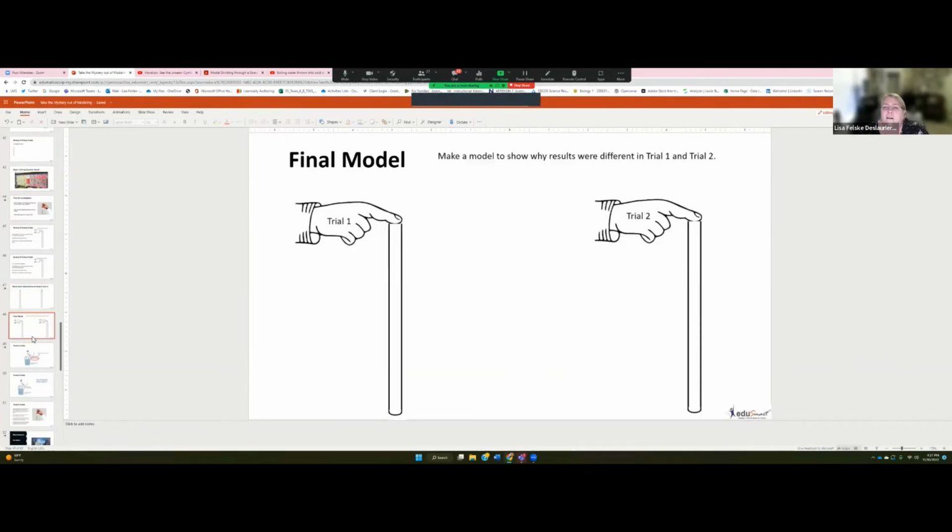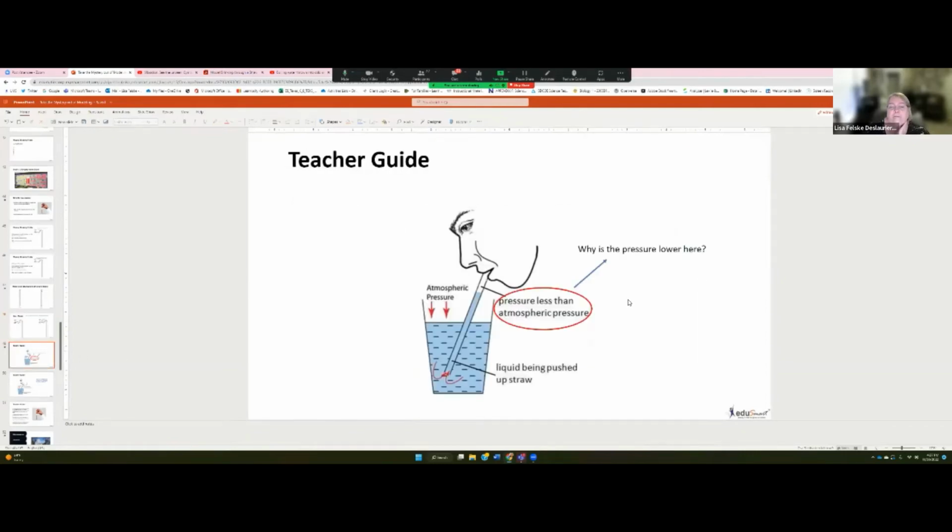Okay, and then for your final model, I want you to explain why trial 2 had a different reaction than trial 1, and I want some balanced force diagrams here. Not with numbers, just with arrows showing what's going on, okay? So for a teacher guide, this isn't my drawing. I think in my notes, I have where I took the picture from, but you won't get that in the slide deck.